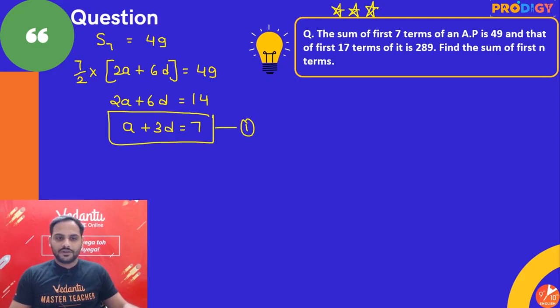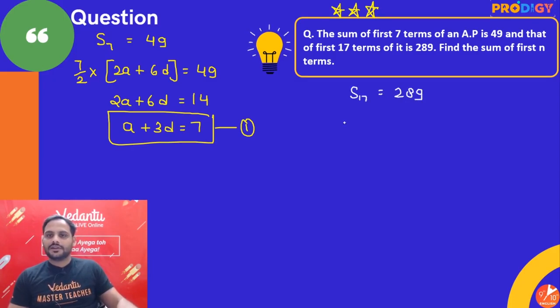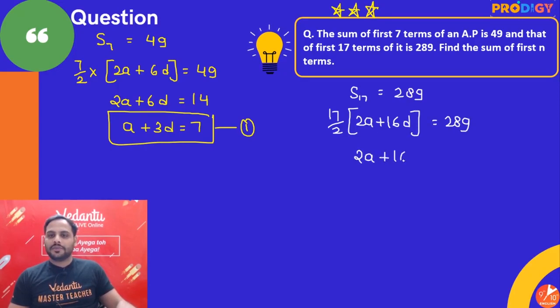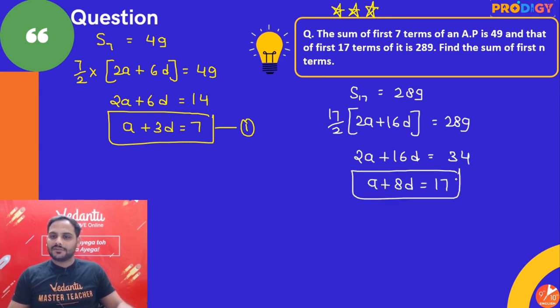Let's go for the second equation. Second equation, bacha, I can say sum of 17 terms is 289. So 17 by 2 into 2a plus 17 minus 1, 16d, is equal to 289. Shift 17 by 2 over there. So 2a plus 16d, 289 by 17 is 17, 2s are 34. Take 2 common again, a plus 8d is equal to 17. This is my second equation.